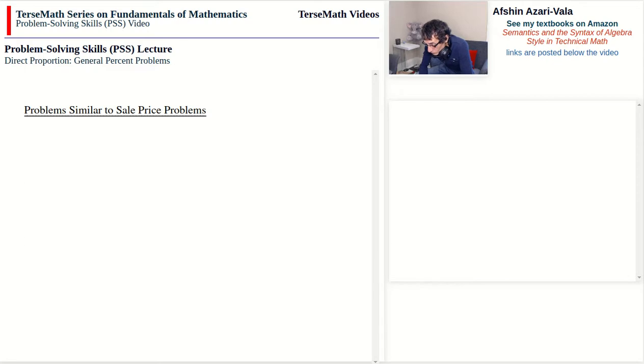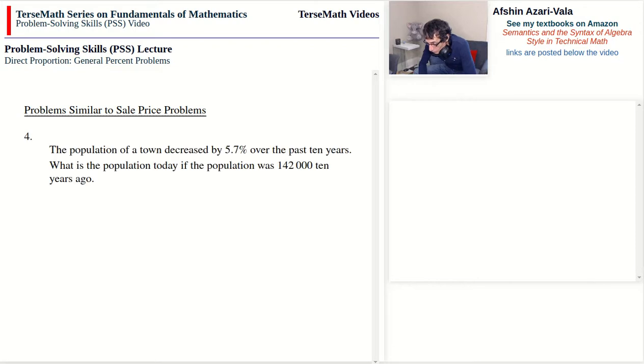Now we move on to the second category of problems, and these are the ones that are similar to sale price problems. Problem number 4. The population of a town decreased by 5.7% over the past 10 years. What is the population today, if the population was 142,000 10 years ago?